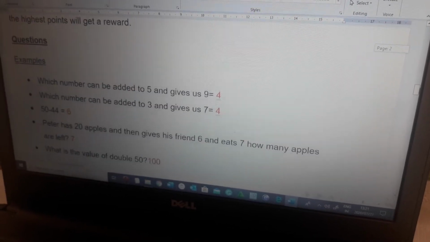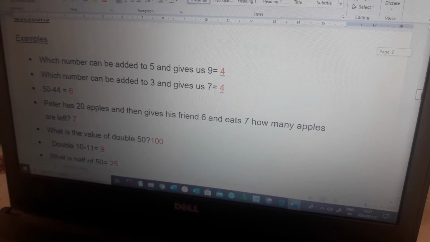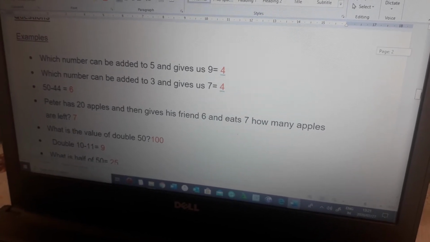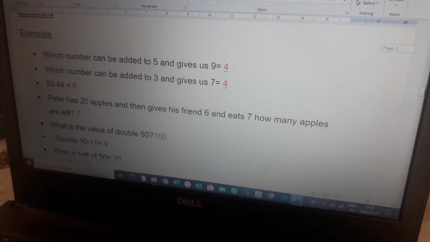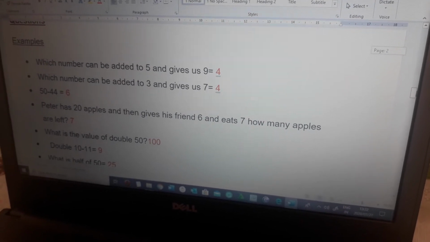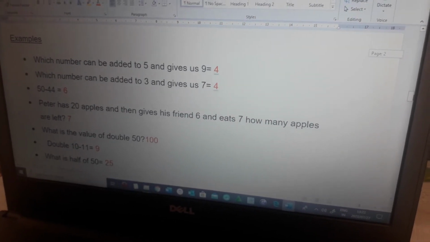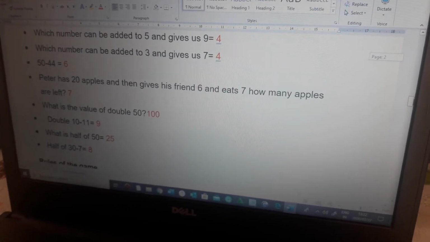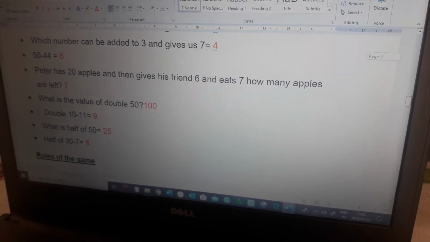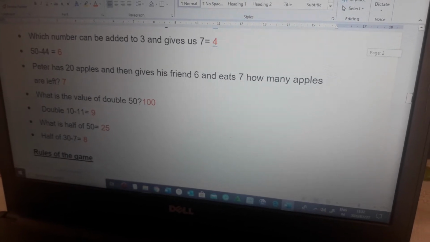Questions. Examples. Which number can be added to 5 and gives us 9? Answer is 4. Which number can be added to 3 and gives us 7? Answer is 4. 50 minus 44. Answer is 6. Peter has 20 apples and then gives his friend 6 and eats 7. How many apples are left?